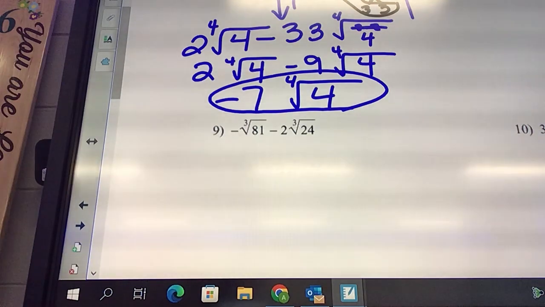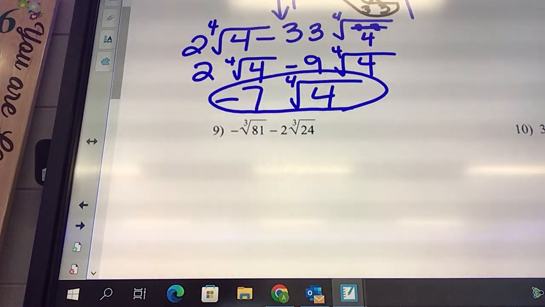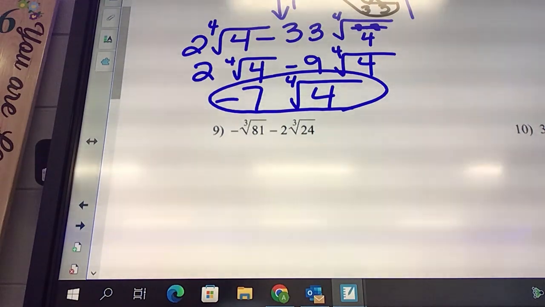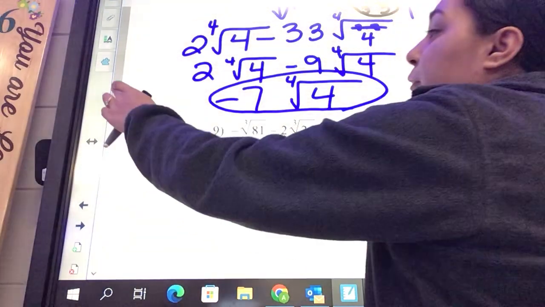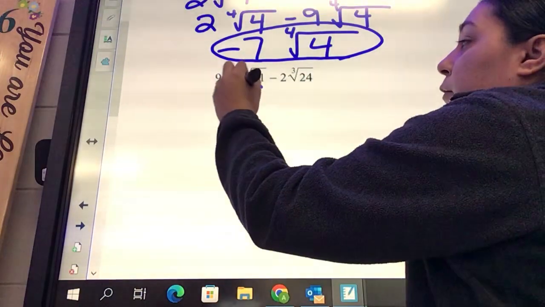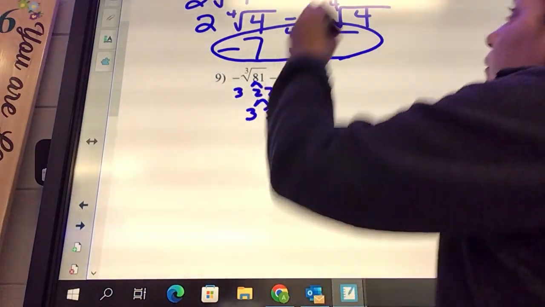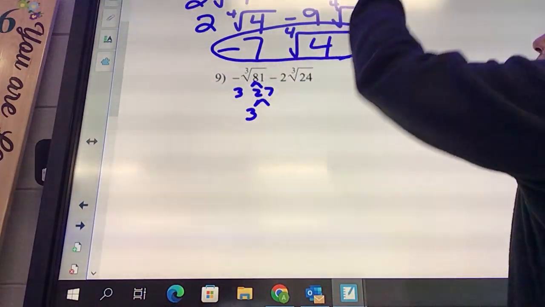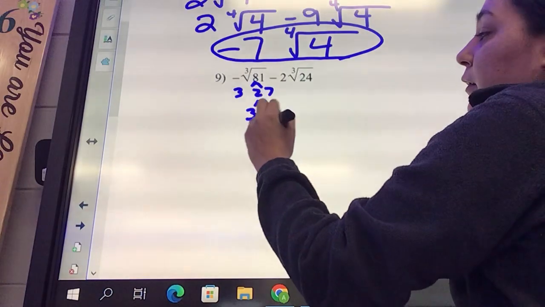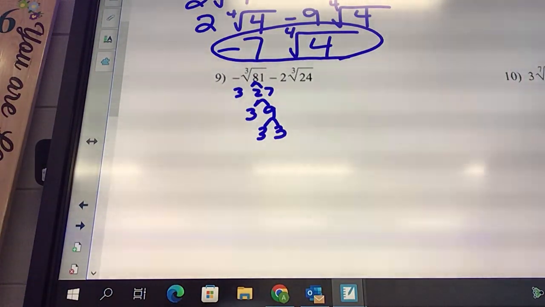Okay, look at the next problem. Can we combine those two? No, but do they have the same index? Yes, the index is the baby number. So let's start with the first one. What are some factors of 81? 3 and 27, 3 and 3, no, 3 and 9. So this first radical, what is it going to become?